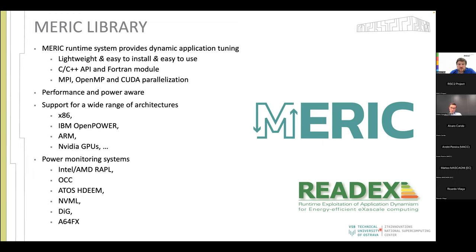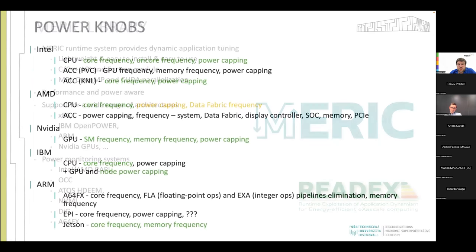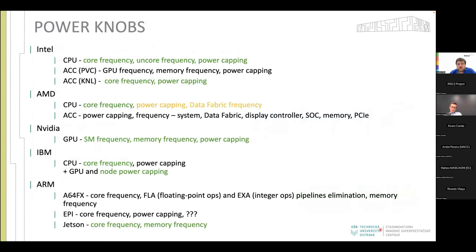It has also been introduced. NVML is a RAPL-like interface for NVIDIA. And currently, we are also working on the A64FX processor, which is the heart of the Fugaku machine in Japan. So MERIC is pretty much focused on supporting all of these. As of now, we are supporting MPI, OpenMP, and, as I was mentioning, CUDA parallelization, and also Fortran and C++.